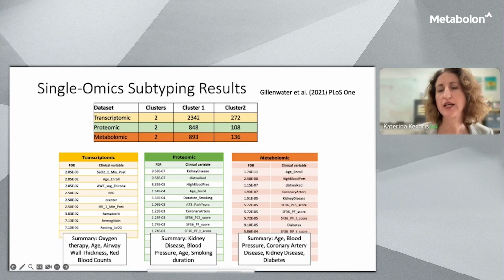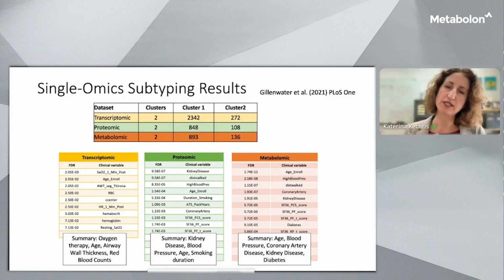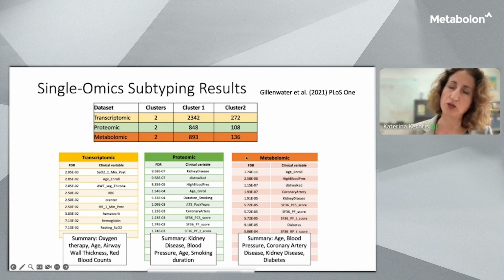And for the metabolomic, in addition to age, we also saw kidney disease and blood pressure, but also other comorbidities like coronary heart disease and diabetes. So what this showed us is that these omics data sets may be in some way orthogonal. They are telling us something different. And that may be just characteristic of what the platform can measure and how that relates to disease, where maybe we're seeing diabetes show up because of more metabolic processes in the metabolomic profile.